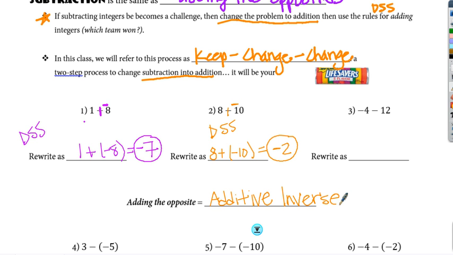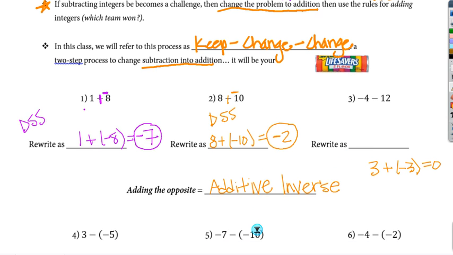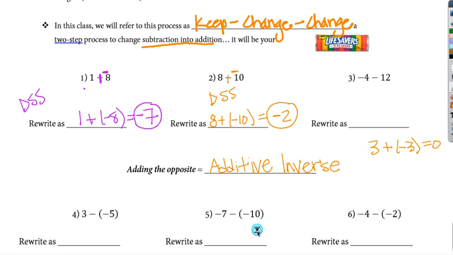Additive inverse is a fancy way of saying adding the opposites. Remember we talked about additive inverse? That's when you add opposite numbers together, and what happens is that you get a 0, right? In this case, we're not always getting a 0, but we're still adding the opposite numbers, okay? Now, let's look at other examples here. Let's look at a little more, okay?